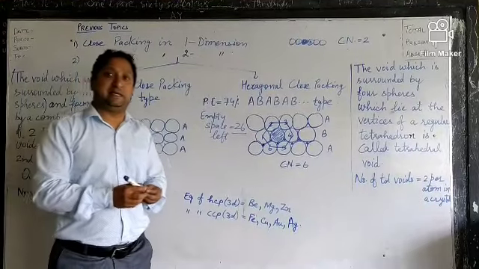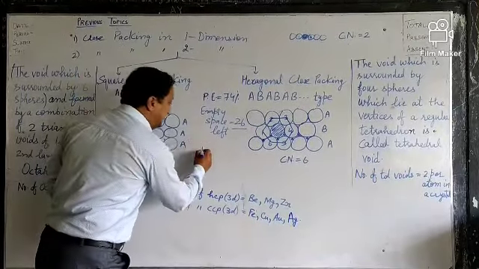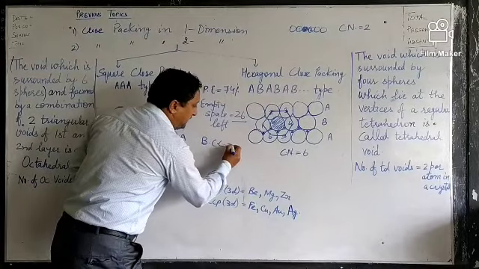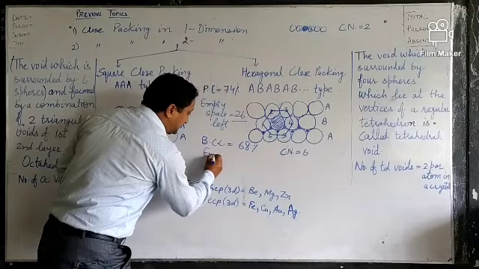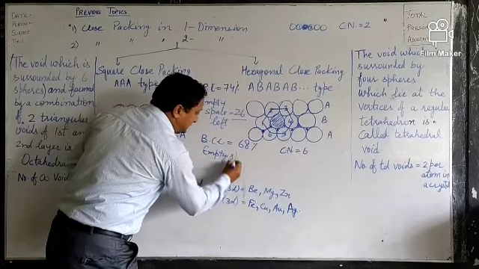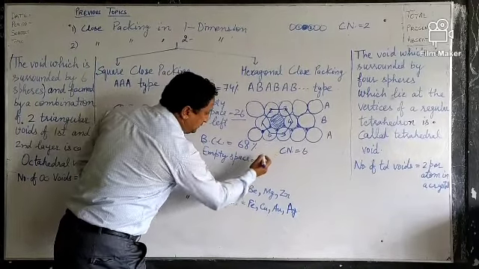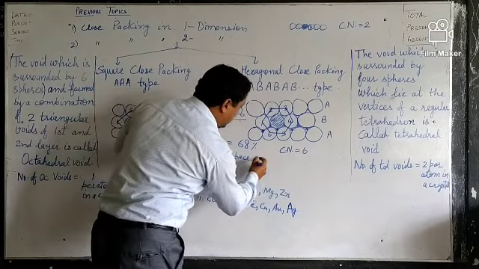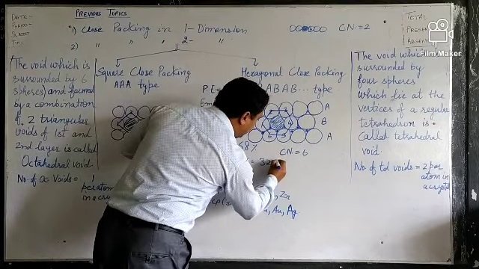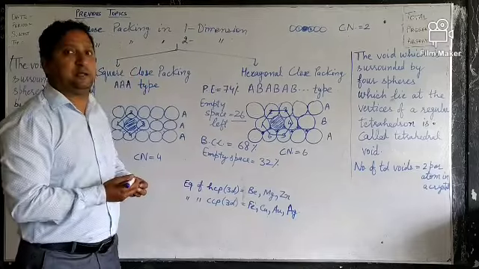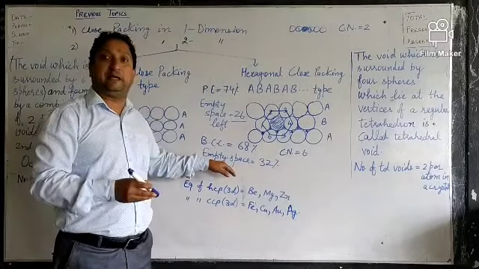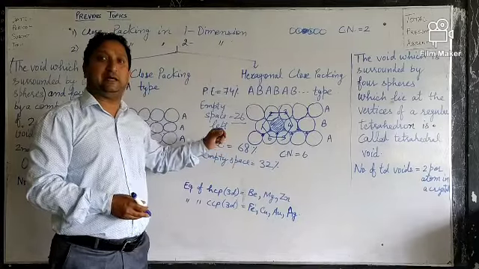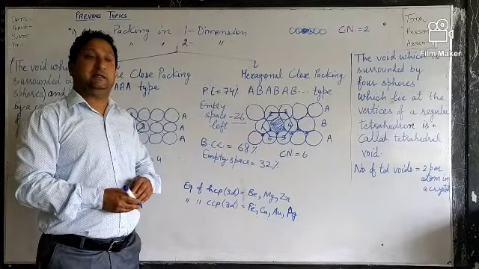Similarly, for the BCC, the packing efficiency is 68%, and the empty space is equal to how much? It is equal to 32%. Sometimes a question is asked from here, that how much empty space is there in BCC close packing or HCP close packing or CCP close packing, so you should know it.